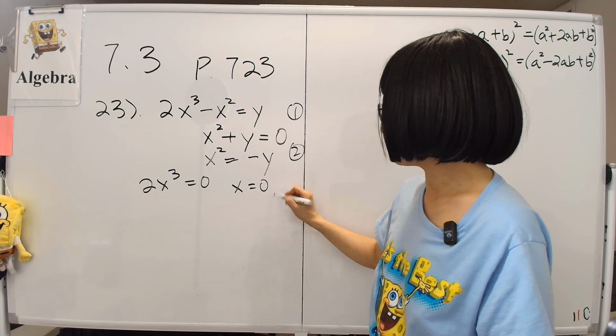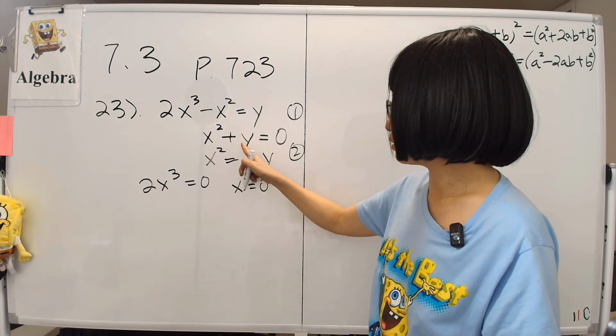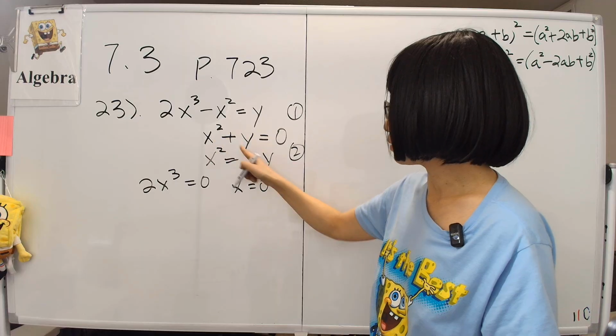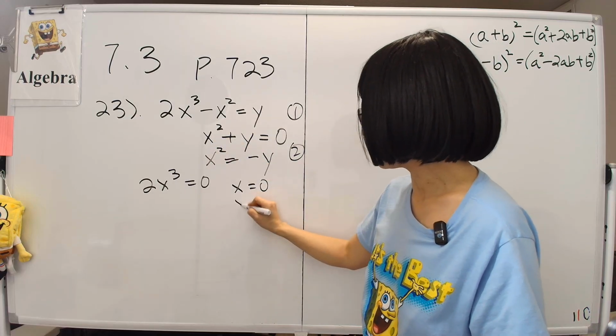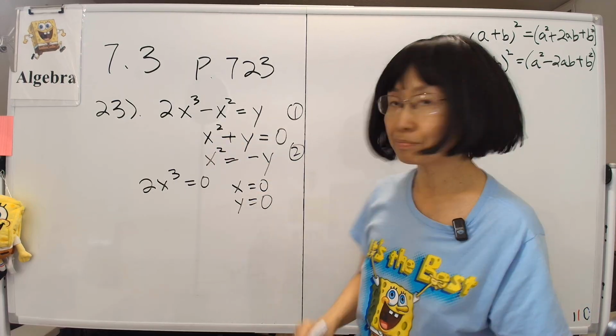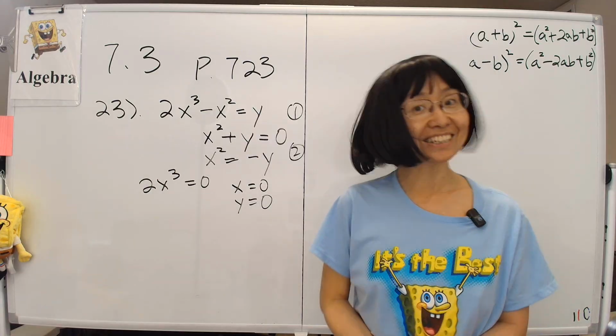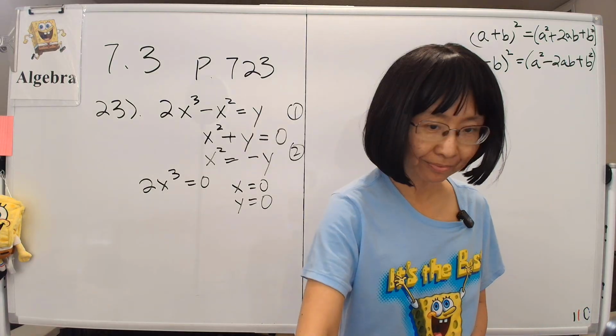And then if x is 0, you notice very quickly that x squared plus y is 0, so that gives us y equals 0. And that should be our answer for problem 23. Yep, that is correct: x is 0, y is 0.